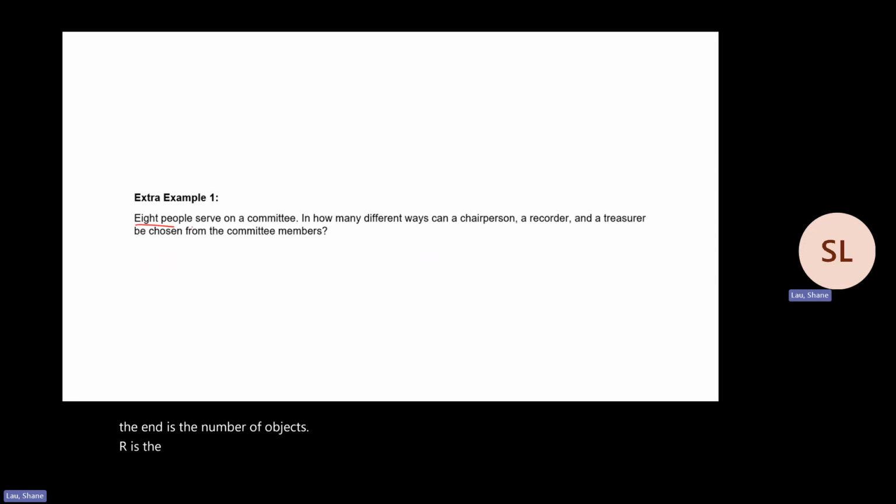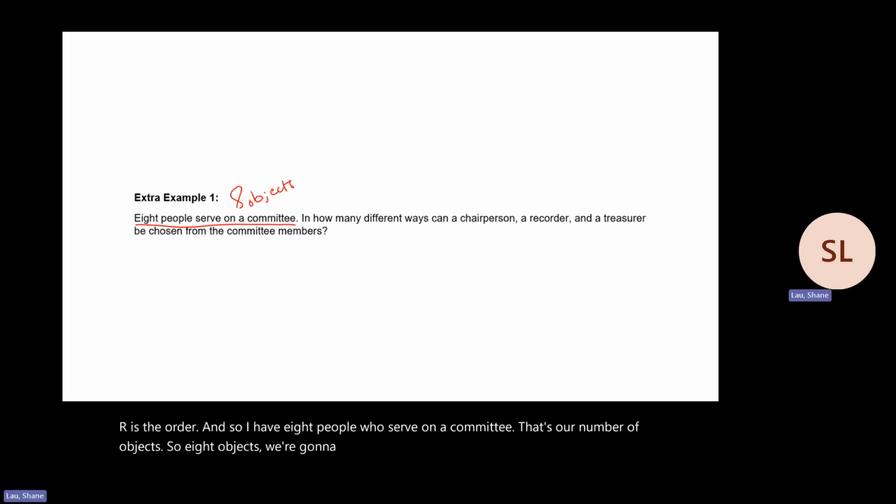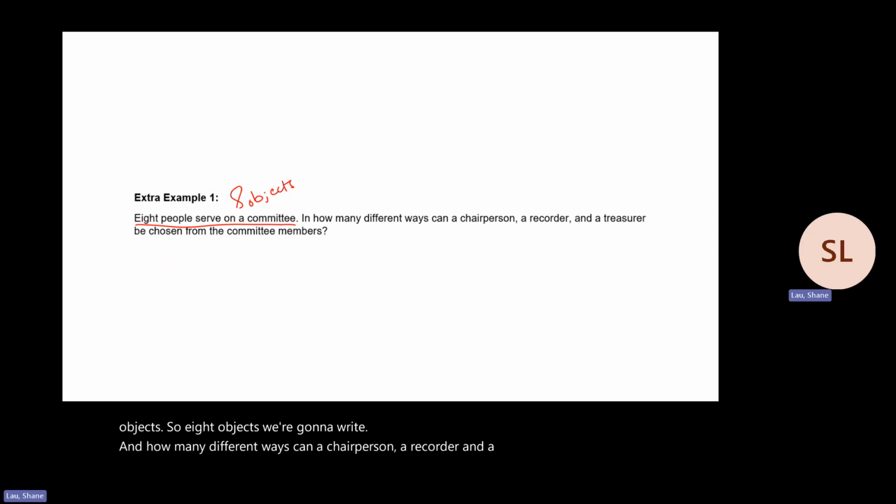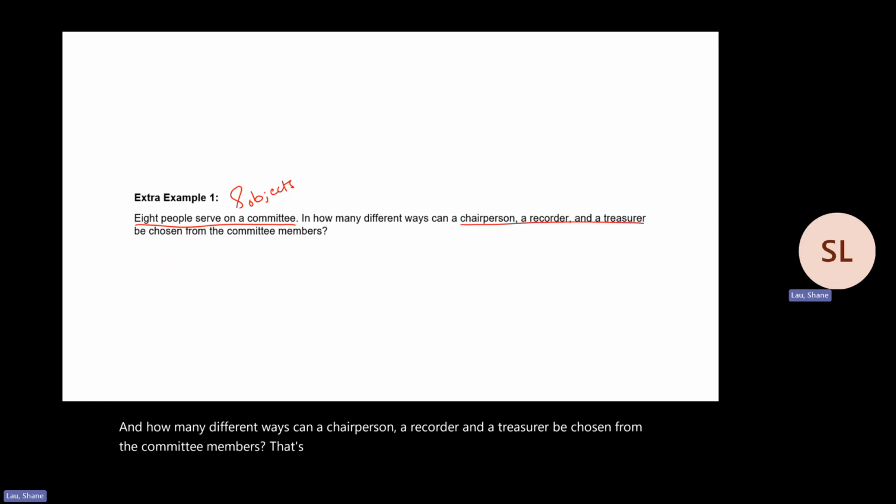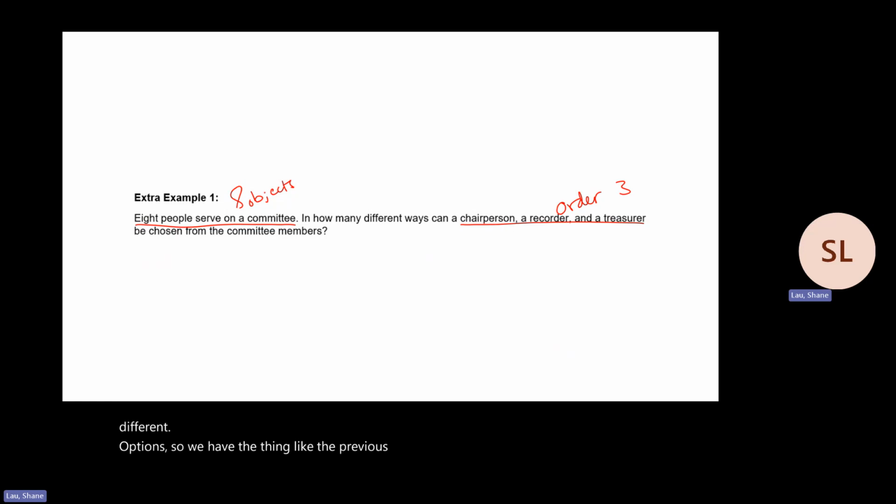And so I have 8 people who serve on a committee. That's our number of objects. So 8 objects we're going to write. And how many different ways can a chairperson, a recorder, and a treasurer be chosen from the committee members? That's going to be our set order, and it's going to be ordered with 3 different options. So we have the thing about like the previous example where we have a first, second, and third place.